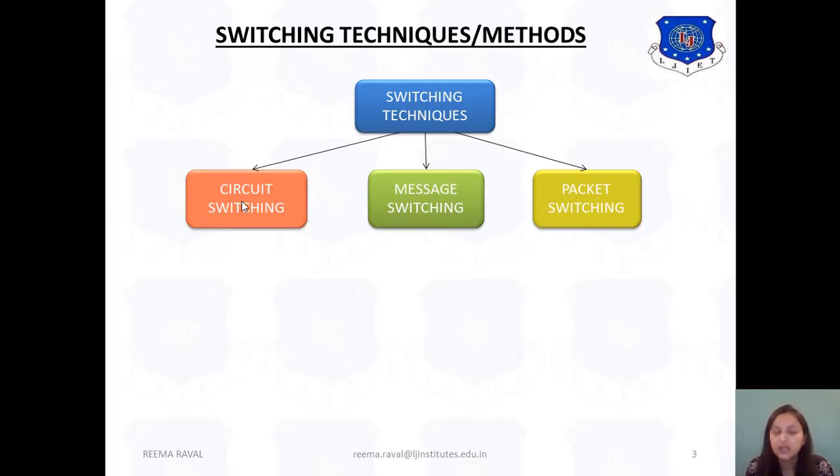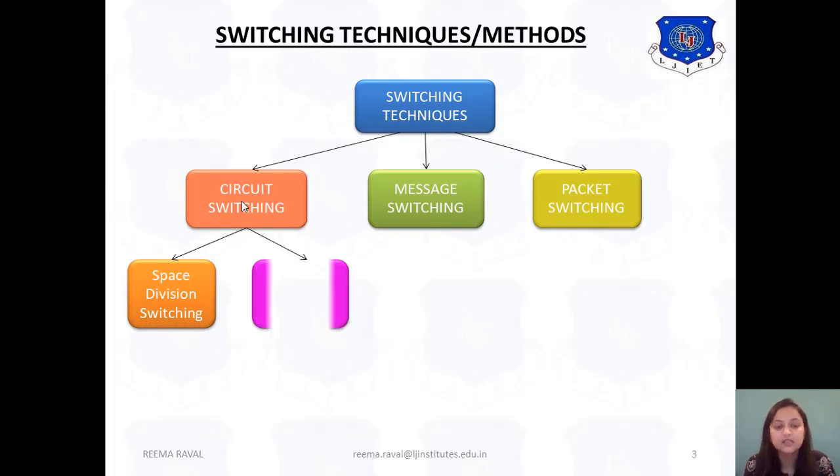Whereas in message switching, whenever the message arrives, the available path is to be used for message transmission. Then in packet switching, the packets can travel from any of the available paths. It is not compulsory that the packet travels through a particular established path. Now in circuit switching there are two types. First one is space division switching and the second one is time division switching.